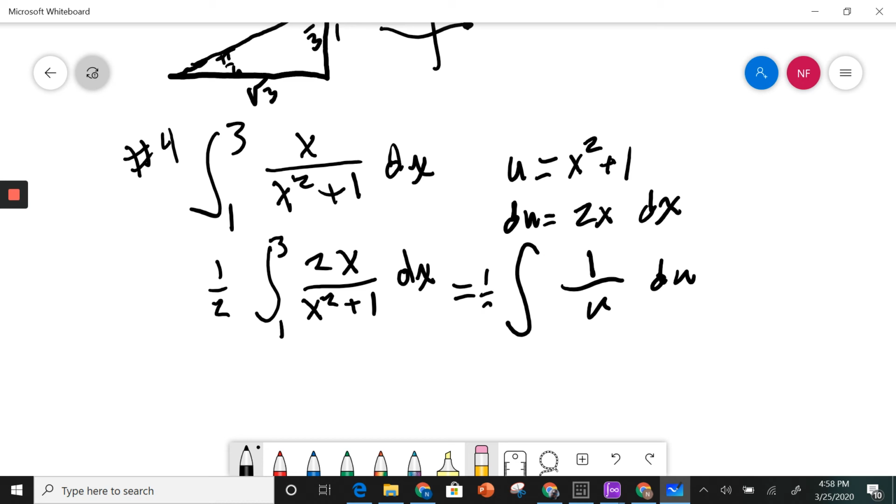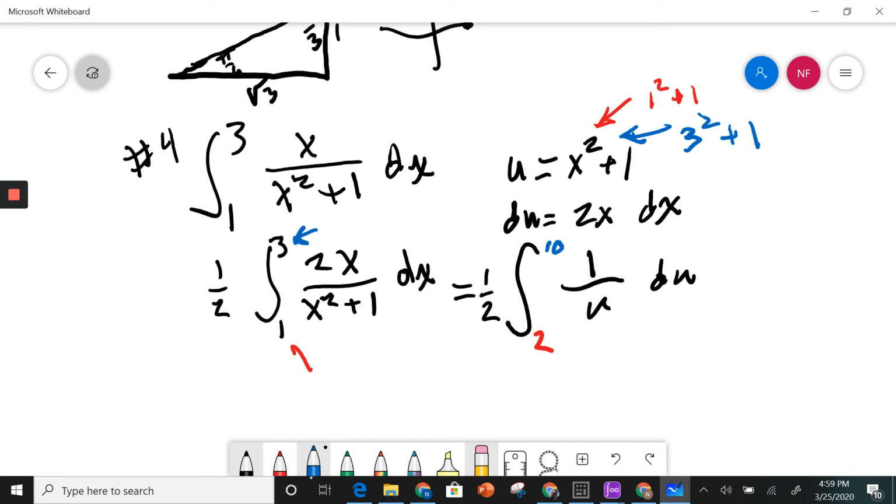And we still have the 1/2 out here, but we need to remember to change our bounds. So this 1 is going to get plugged into here. So look at that number. Plug it into here, square it, add 1 to it. That's going to give us 2. And the next number, 3, that's our upper bound. We're going to plug it into here for x. So we're going to have 3 squared plus 1. And what is that going to give us? That's going to give us 10. So we get 10 on the top.